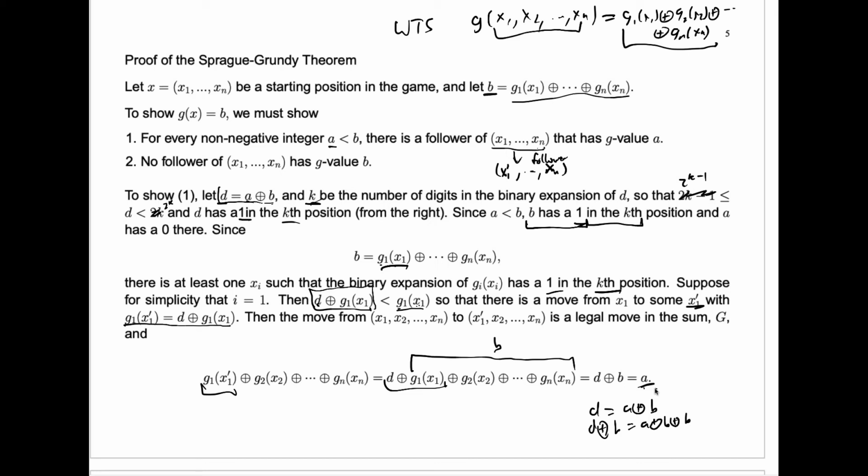That might seem a bit abstract, but this is exactly what we were doing when we were solving nim. We looked at the nim sum of the entries. We asked, where's the biggest one in the nim sum? And then we make a move from one of the piles, which had a 1 in that same position. And there we just chose a following position that turned that 1 into a 0. This is really the same thing, only we're turning the Sprague-Grundy value into some arbitrary thing that we want, the number A, by letting D be A nim sum B, and just making the algebra work out.